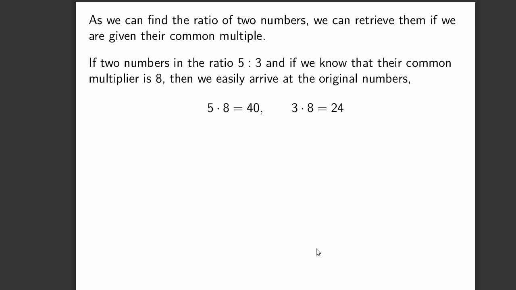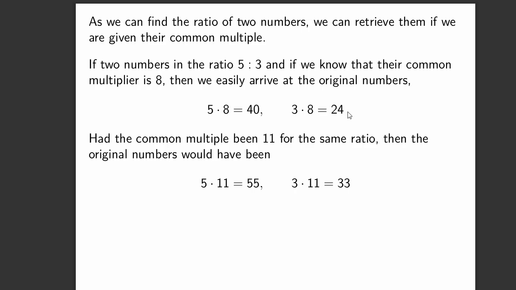For example, if we are given that two numbers are in the ratio of 5 to 3, and if we know that their common multiple is 8, then we can arrive at the original numbers by multiplying 5 and 3 by 8, and we get back our original numbers 40 and 24. 5 multiplied by 8 and 3 multiplied by 8. Similarly, if we change our common multiple to 11 and keep the ratio same, then multiplying 5 and 3 by 11 respectively gives us 55 and 33.